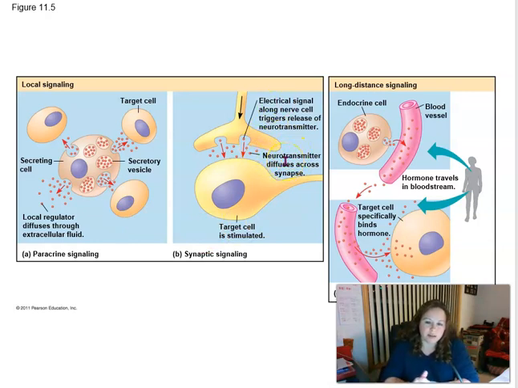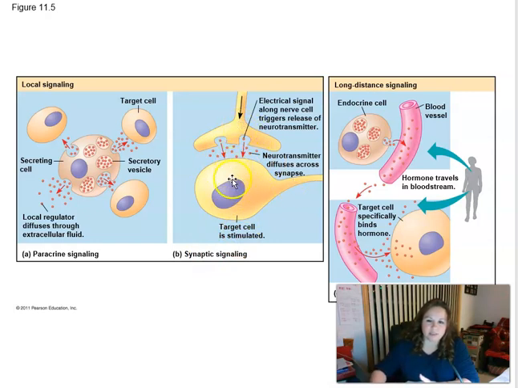Remember, neurons are brain cells, and no neurons touch each other. You wouldn't want to get your electrical wiring crossed, right? So there's always a space between neurons. That space is called a synapse. So this is called synaptic signaling. We don't want the message to stop. We want it to keep going.